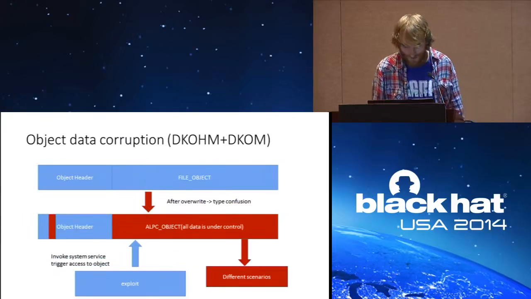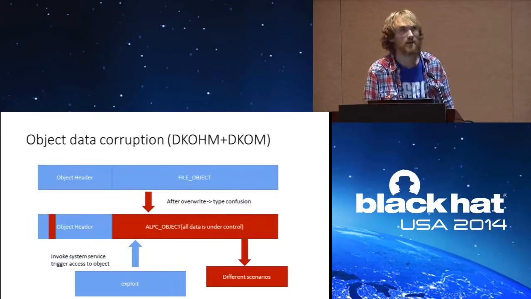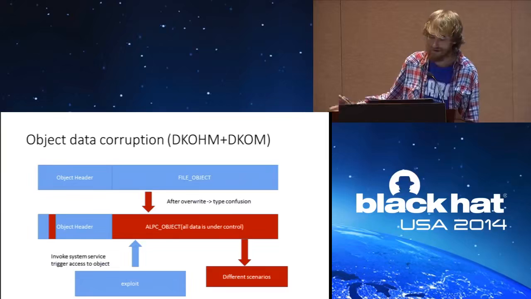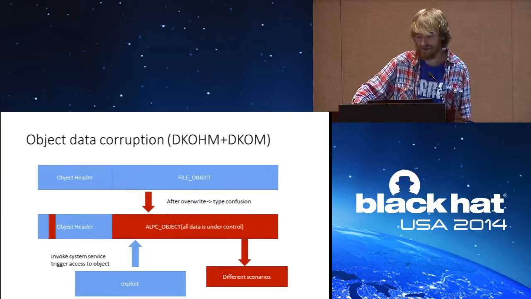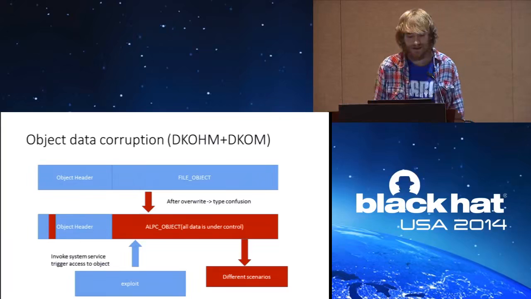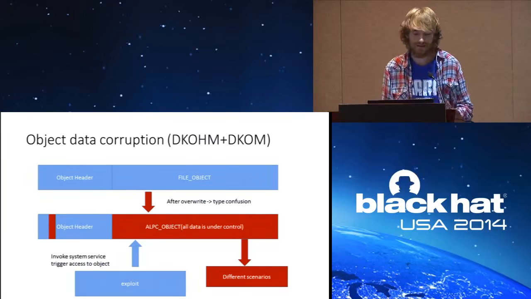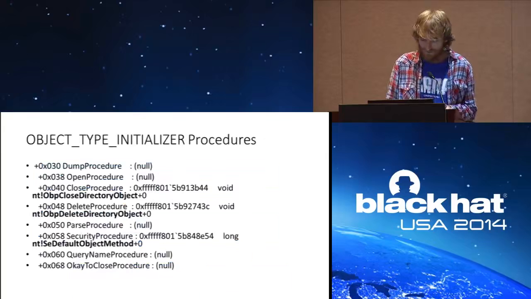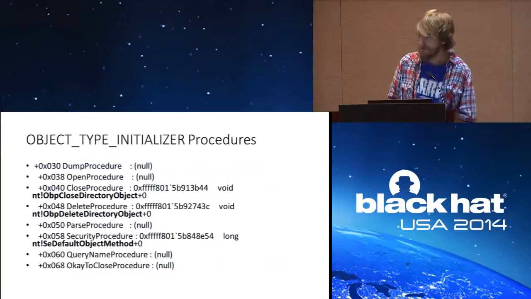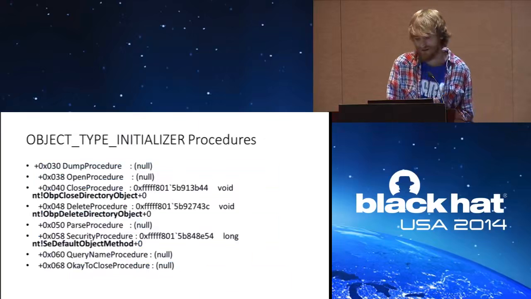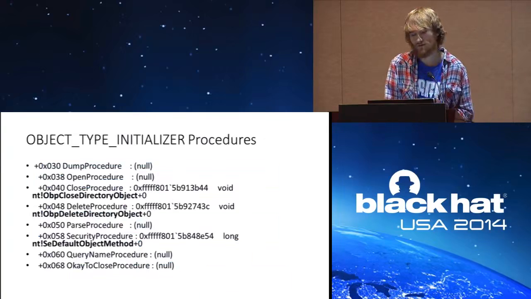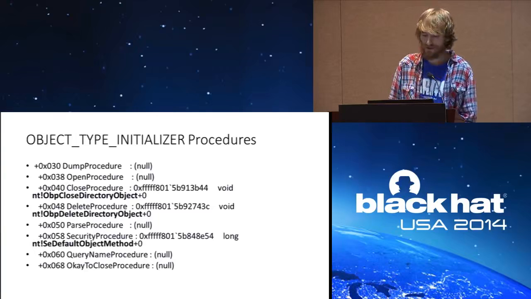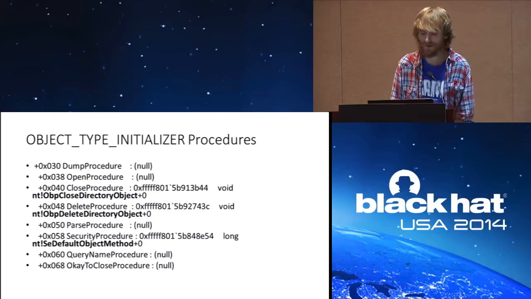There are a lot of scenarios, because as you saw, there are several function pointers in the object type initializer structure, but in fact, you can access objects using various system services. So talking about type confusion and changing execution flow from one legitimate function to another, for example, there is a print of function pointers of the directory object.